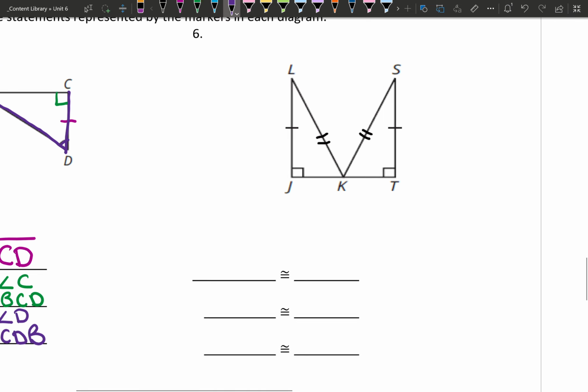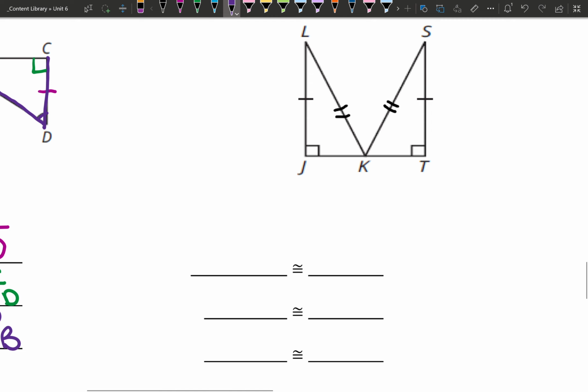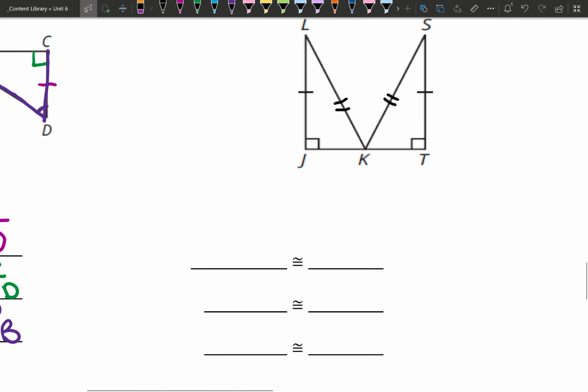Let's do the same thing with number 6. All right, let's start off with the sides. Do you see the side that has just one tick mark? We've got the side on the left, LJ, or you could have called it JL, and on the right, we got ST or TS. Now let's do the one with the double tick marks. Do you see the 2 lines that have 2 tick marks on them?